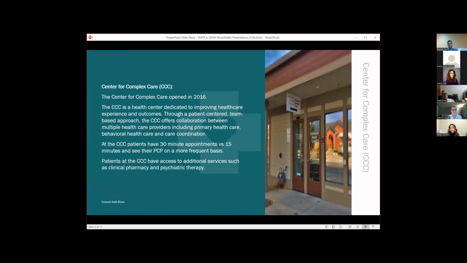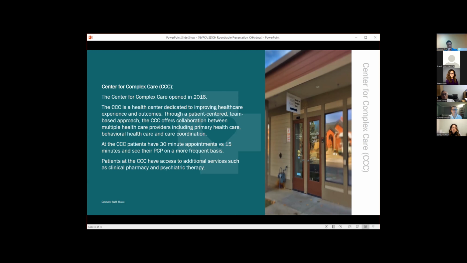The health center that I'm going to touch on today is our Center for Complex Care, which is where we started integrating capturing social determinants of health. Our Center for Complex Care opened in 2016. It's also known as the CCC, which is what we call it here at Community Health Alliance. The CCC is a health center dedicated to improving healthcare experiences and outcomes through a patient-centered, team-based approach.